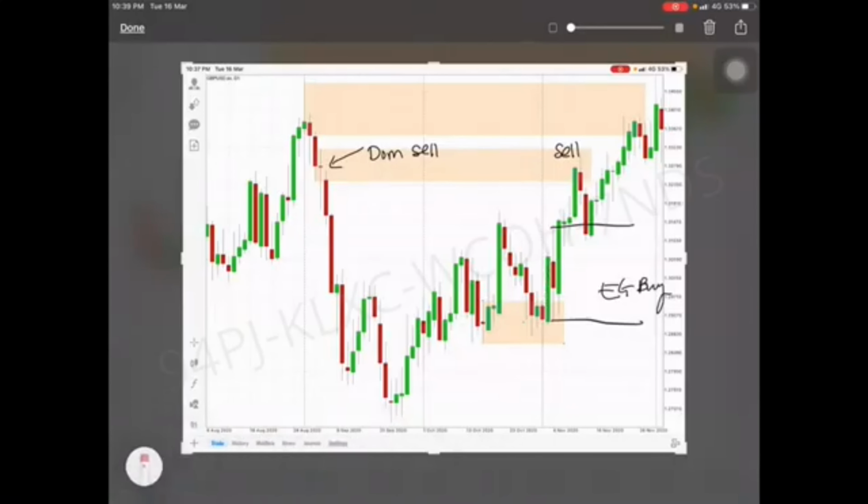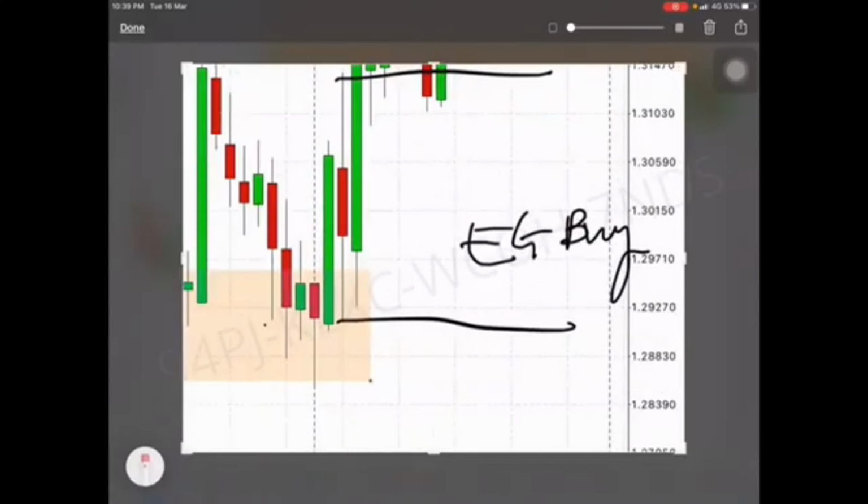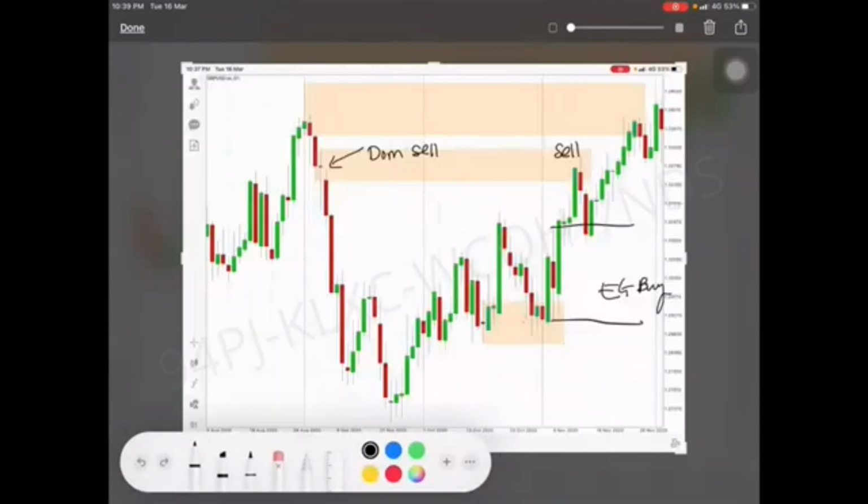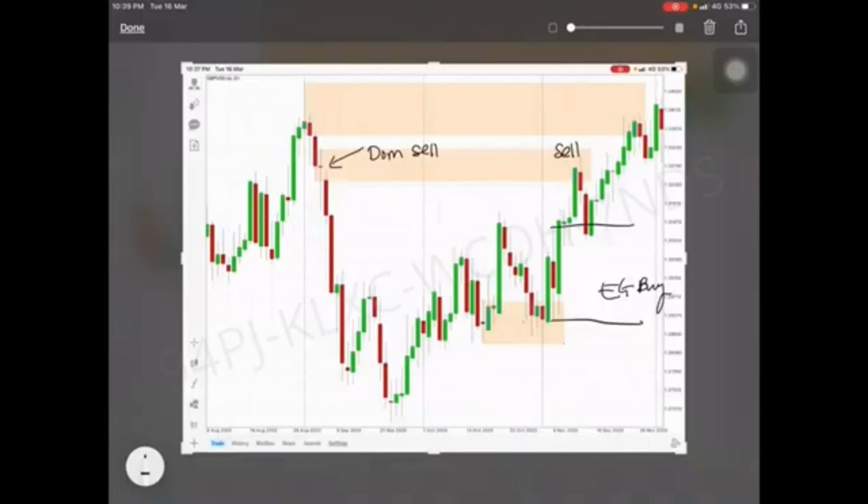You see it here? This one? Can you see it? Yeah. Okay, so engulfing buy. So you know that when you entry for sell, that this place is for buy. So this is your TP for sell. Okay?